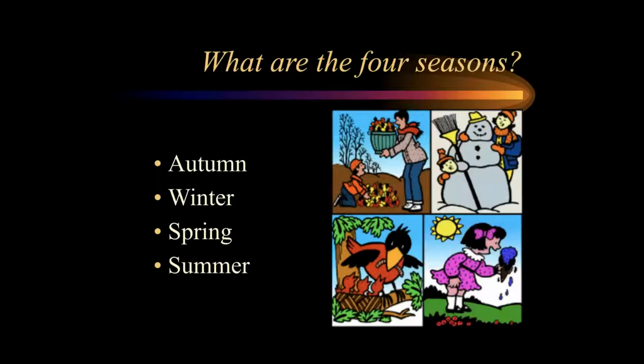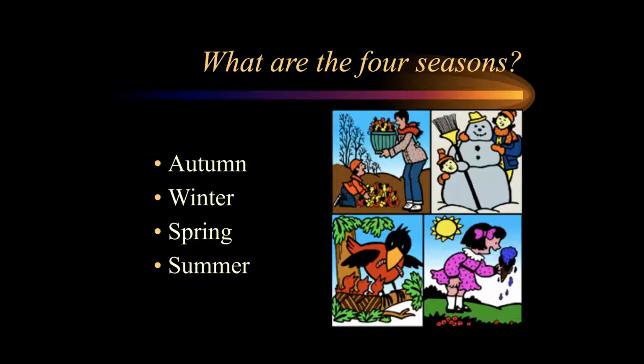What are the four seasons? Well, there's autumn, winter, spring, and summer. And in these images, you can pick out, well, I think right here, this would be spring, don't you? How about over here? I think this is summer. And up here, they built a snowman. I think that's winter. And I see right here, looks like they're gathering leaves, piling up leaves, raking leaves.